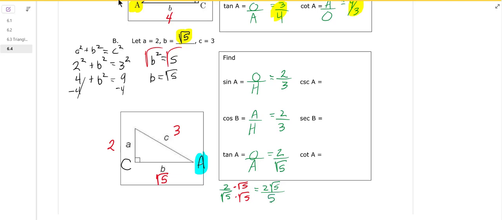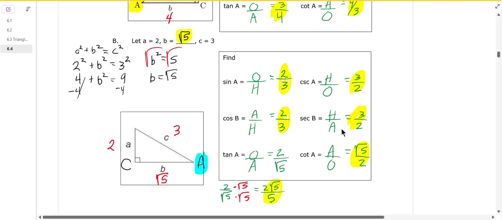So these are the ratios for the sine, cosine, and tangent. Now you can do the reciprocals. The cosecant is the reciprocal of the sine, so that will be 3 over 2. The secant is the reciprocal of the cosine. That'll also be 3 over 2. The cotangent is the reciprocal of the tangent, so that will be square root of 5 over 2 like that. Okay, so that's how you write your ratios. It's a pretty simple thing to do, and it's an important starting point for trigonometry.